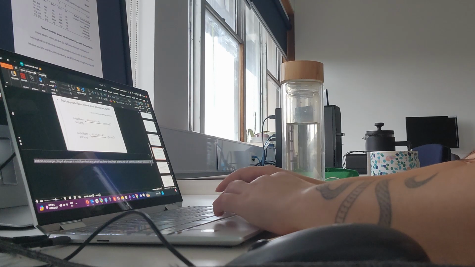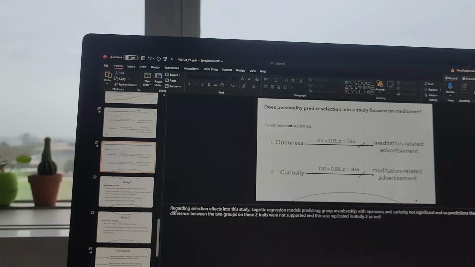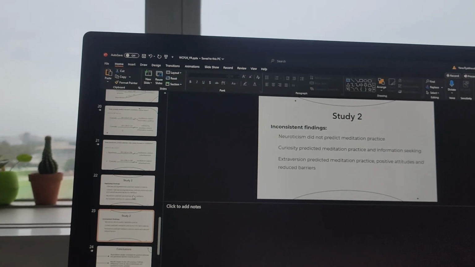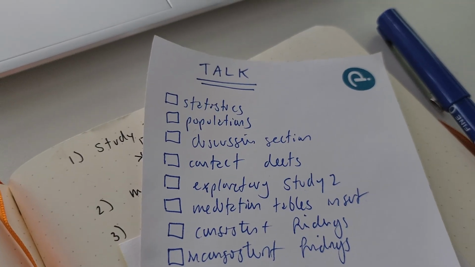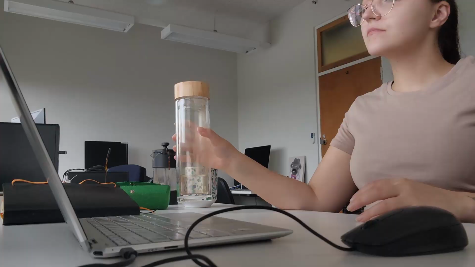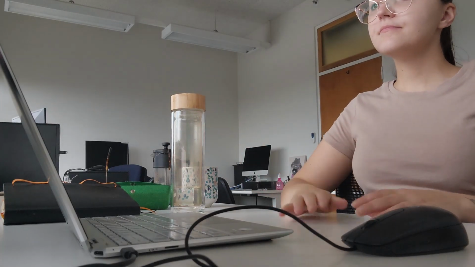I got a good idea during my meeting to just have a summary of what replicated and what didn't, and after starting on these slides, I made a list of last touches needed to finalize this talk. And it was soon 6 o'clock and time for my Zumba class.